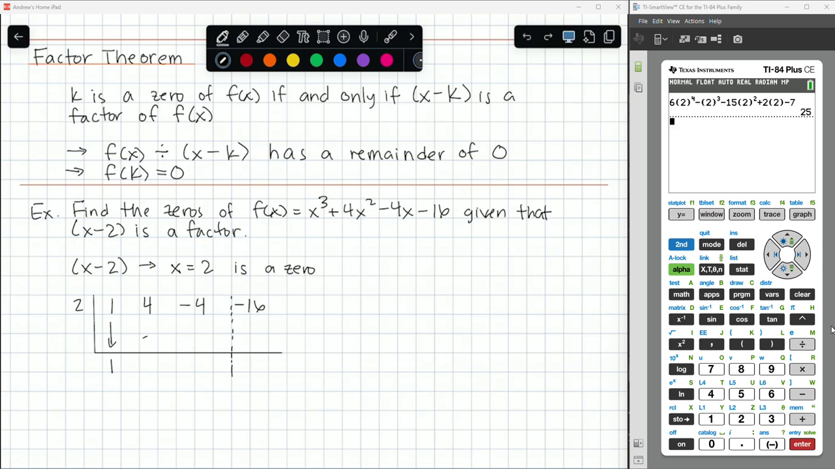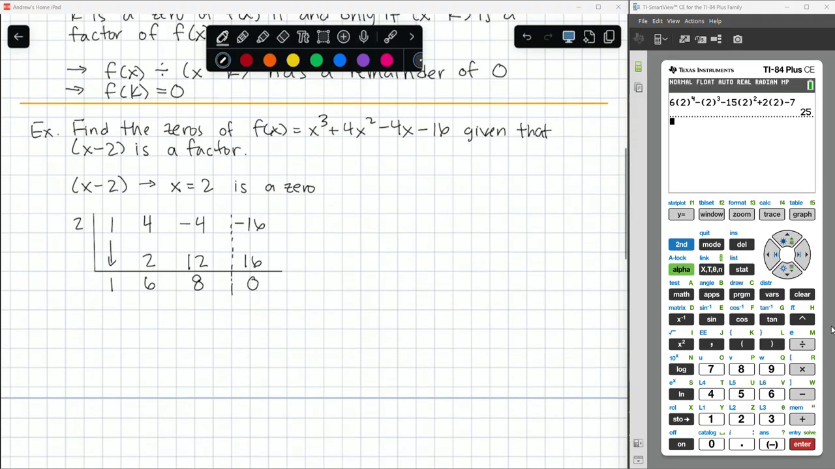2 times 1 is 2. Ha! 4 plus 2 is 6. 2 times 6 is 12. 12 minus 4 is 8. 2 times 8 is 16. There we go. That's what happens when I don't have you here to catch me in my nonsense. This checks out. We knew we should have gotten a remainder of 0.